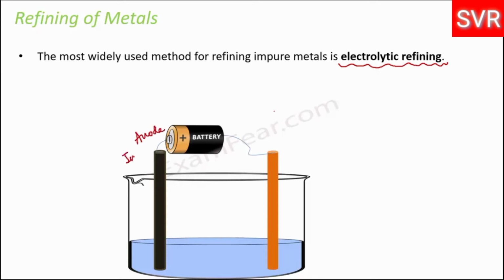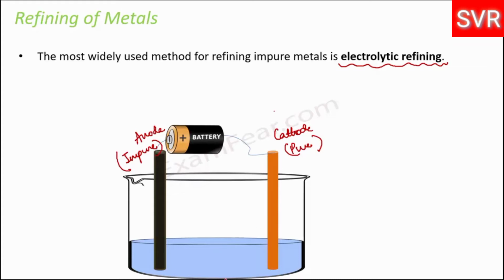So anode is the impure metal. That means the metal with impurities. And the cathode is the pure metal. So what happens over a period of time? Our expectation is that over a period of time, all the pure metal will get collected in the cathode, and that's how we will be able to refine the metal from impurities, right?